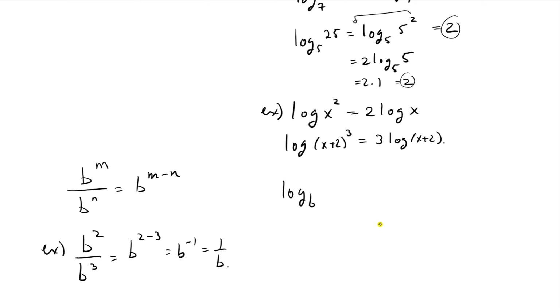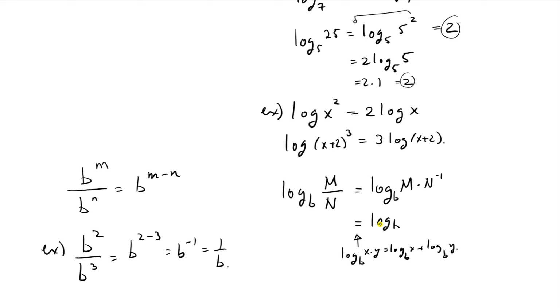logarithms. So if I've got log base b of m over n, I can write m over n as m multiplied by n to the power minus 1. I can do that. Now I can use the fact that I have log of a product. So here I'm going to use log of x times y is log of x plus log of y. I'm not using m and n because they're already being used before. So I'm using x and y instead here. So I can write this as the sum of two logarithms, like that.